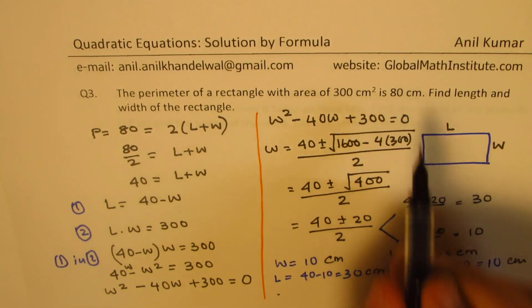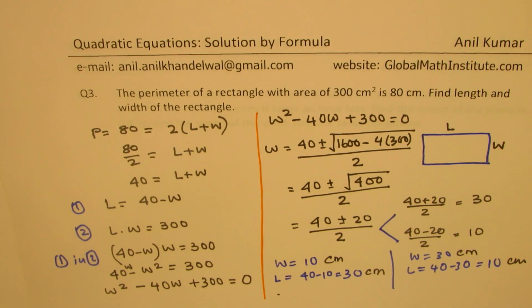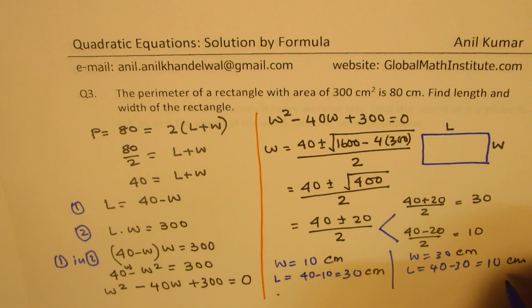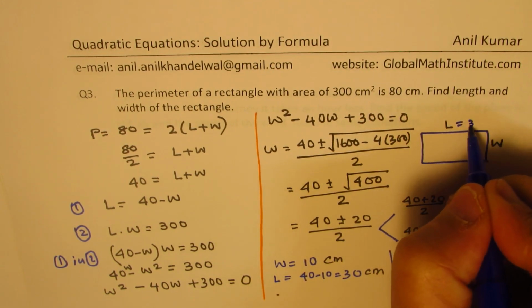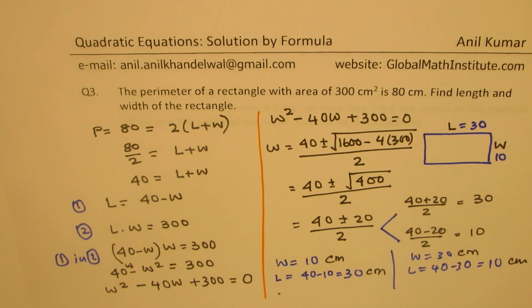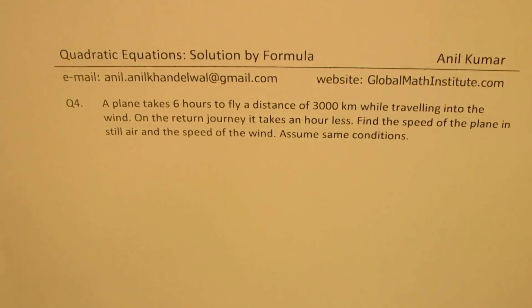So we can write down our answer, and in this case, the dimensions are, we'll take the longer length for length, right? So we'll say 30 by 10. So that is how, using the quadratic formula, we can solve this. Now here is the last question.